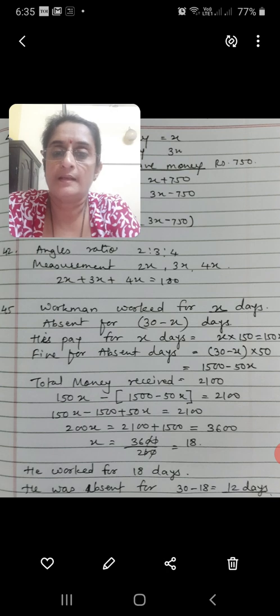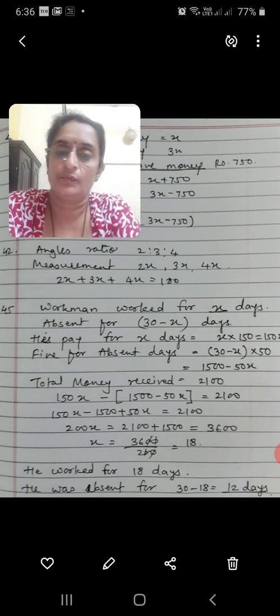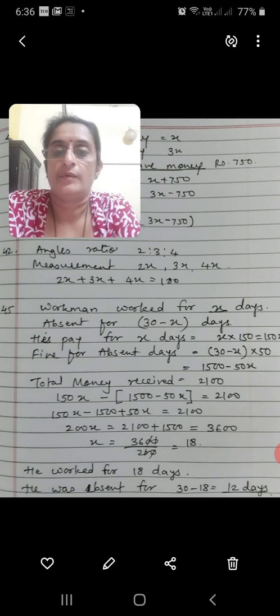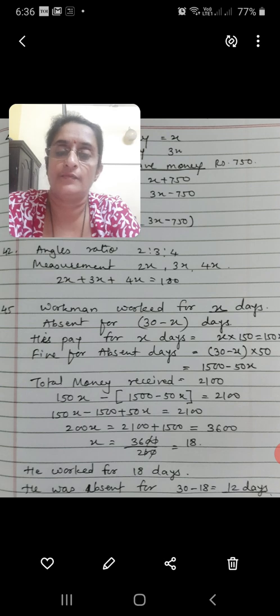Now he will get 150 for present days. So he gets 150 into x, because for each day he is getting 150. So he was present for x days, so his pay will be x into 150. Now he was absent for 30 minus x days. For that 50 rupees for each day will be fined. So how much money is fined, that we have to find out. For that, 30 minus x days into 50, that is money taken out. If you open the bracket, you will get 1500 minus 50x.